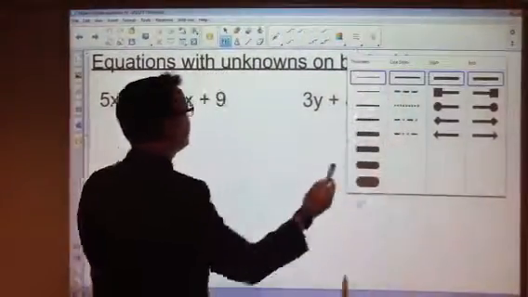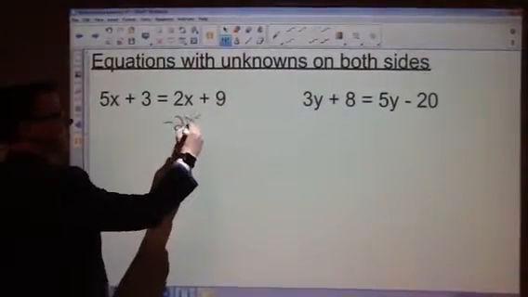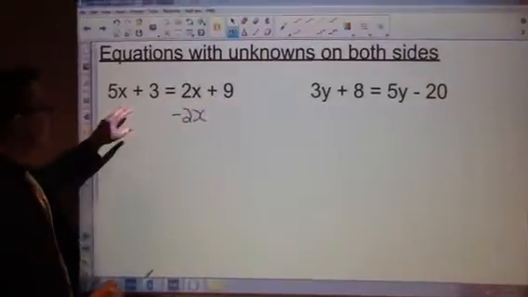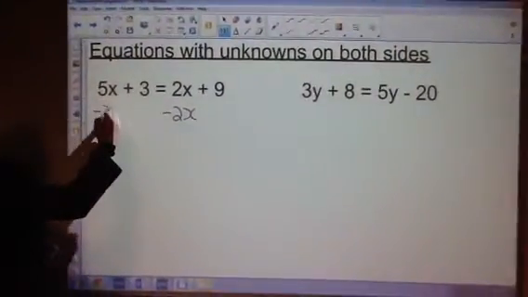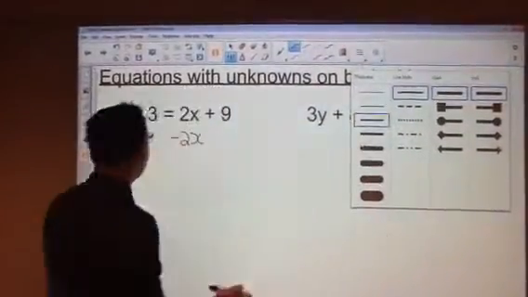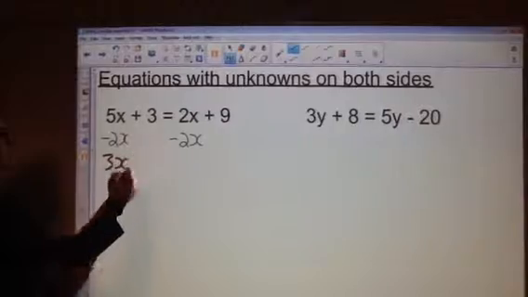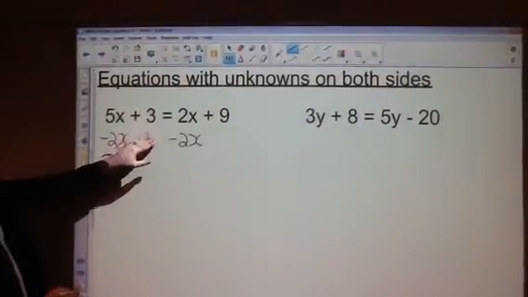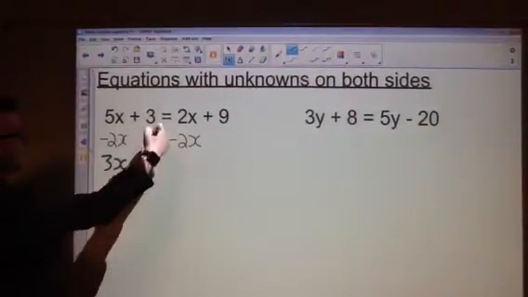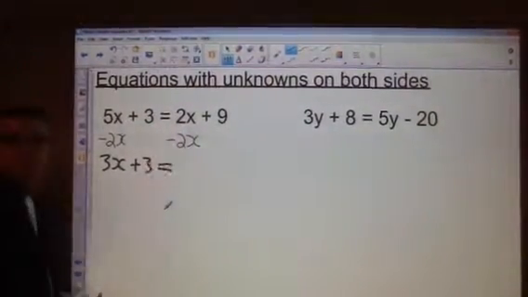And because it is a positive 2x at the moment, we are going to get rid of it by taking it away. So we take away 2x. The thing is, if we take away 2x on this right-hand side, we've also got to take away 2x on that left-hand side. Okay. We start actually doing the sum. So 5x take away 2x gives us 3x. We can't do anything to the normal numbers yet, because there's no normal numbers here. So we just have plus 3. Equals comes next as we work down the page, and 2x take away 2x would be 0.